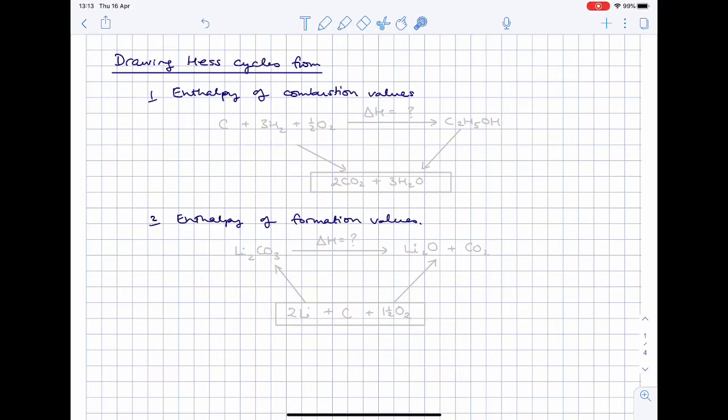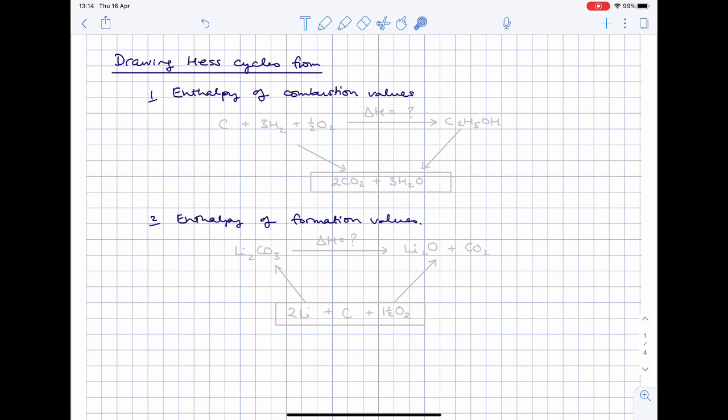Okay, so far we've looked at how to construct Hess cycles using enthalpy combustion values to work out the enthalpy change of a reaction. And we showed you how to construct these cycles from scratch rather than just telling you to draw the arrows pointing down towards the product combustion, which is what most textbooks would tell you. And then the second method they show you in textbooks is what happens if you're given enthalpy formation values, and they tell you to draw a cycle with the arrows pointing the other way, away from the elements.